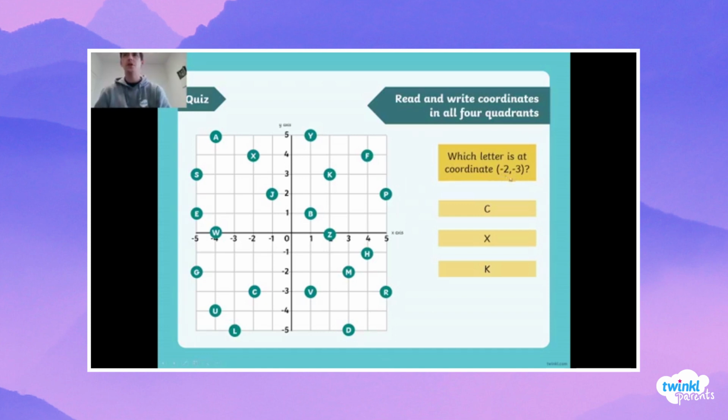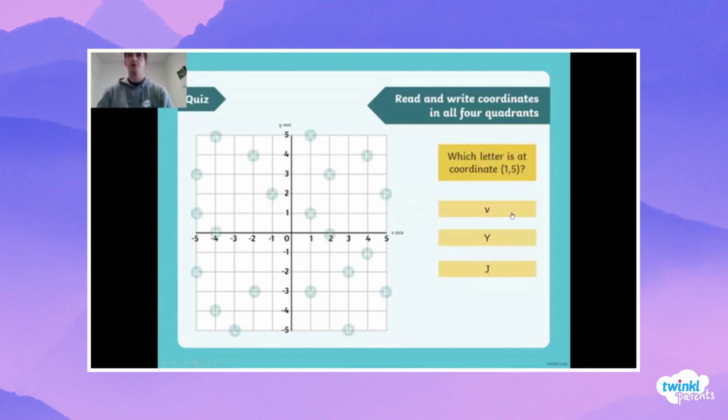-2, -3. So the first instruction is to go along the corridor on the x-axis to -2. So we'll go to -2. Here it is. Next, we need to go down the stairs to -3. Oh, the mouse has disappeared. We need to go down the stairs until we are in line with -3. And we arrive at the letter C. Well done, everyone who got that one correct. Well done.